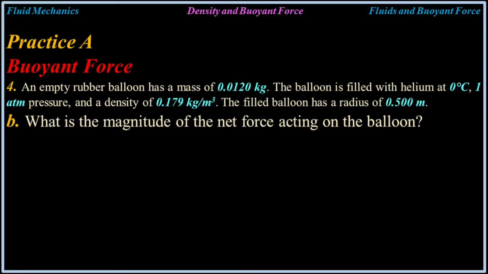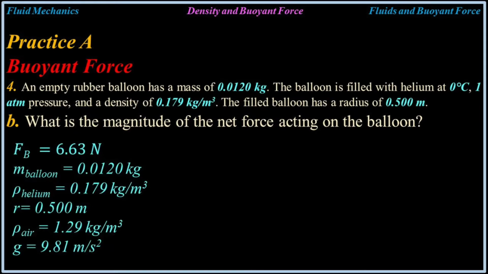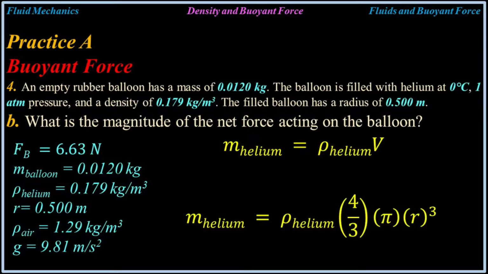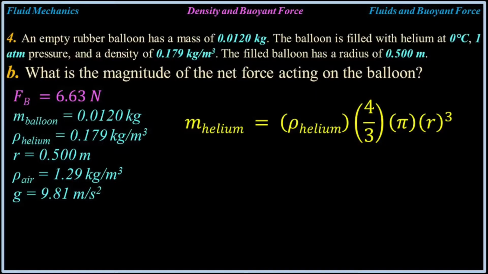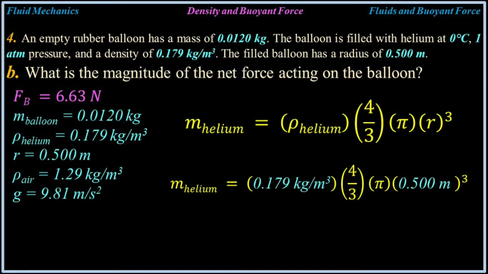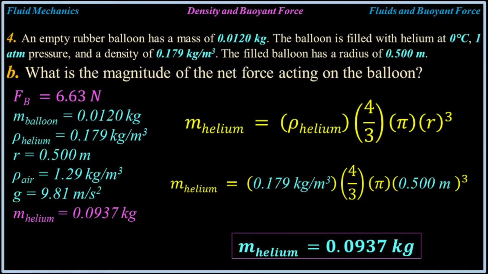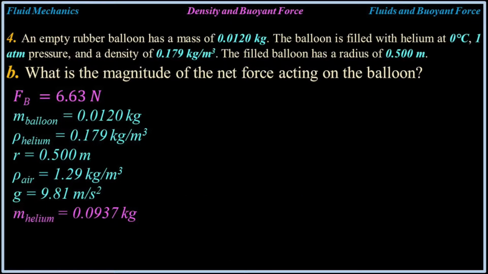What is the magnitude of the net force acting on the balloon? So I need to write down what I'm given, and that's what I'm given. I'm bringing that forward, actually. Mass of helium equals the density of helium times the volume. I'll expand on the volume, bring that forward, plug in, and I can calculate the mass of the helium, which is going to be 0.0937 kilograms.